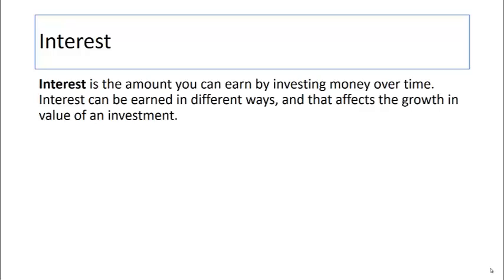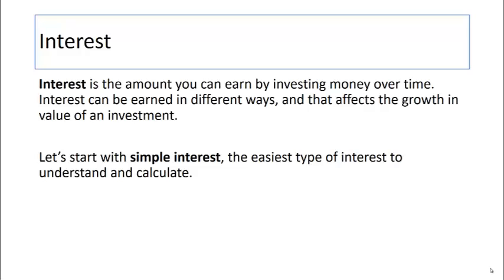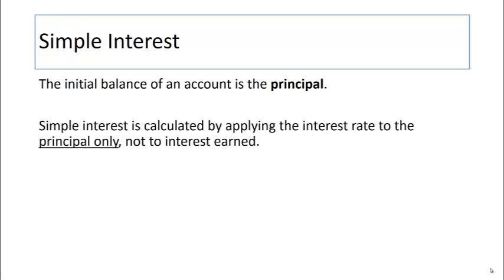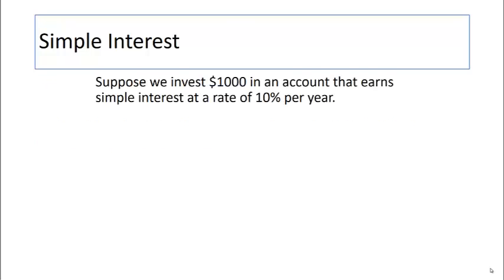Interest is the amount you can earn by investing money over time. Interest can be earned in different ways, and that affects the growth and value of an investment. Let's start with simple interest, the easiest type of interest to understand and calculate. The initial balance of an account is called the principal, and simple interest is calculated by applying the interest rate to the principal only, not to interest earned.